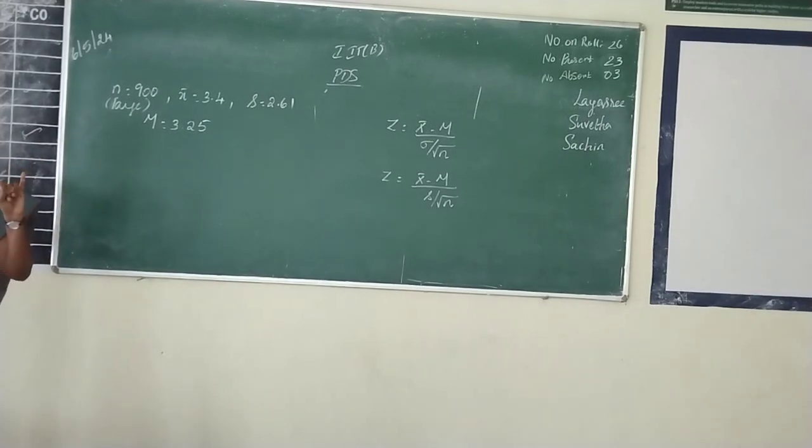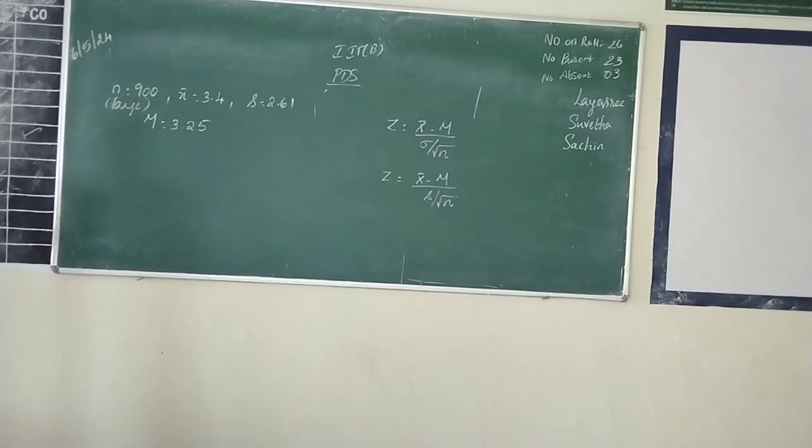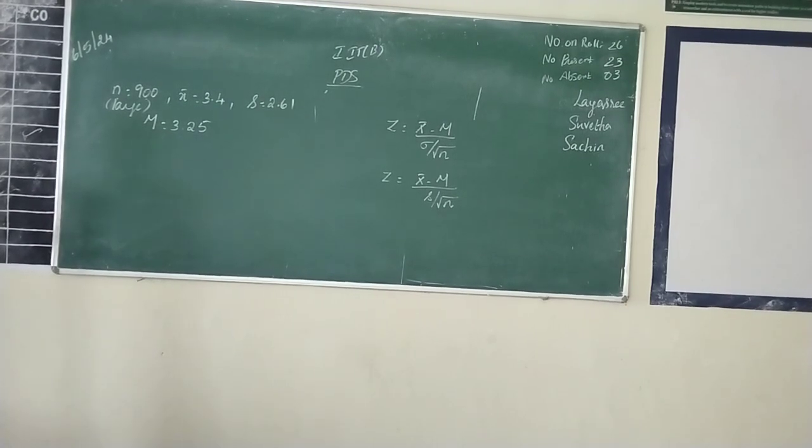So it is a large sample, single mean. What are you supposed to check now? Mu equal to. See the question. Is the sample from the population whose mean is 3.25? So what you are supposed to check is whether this sample is from the population whose mean is 3.25.